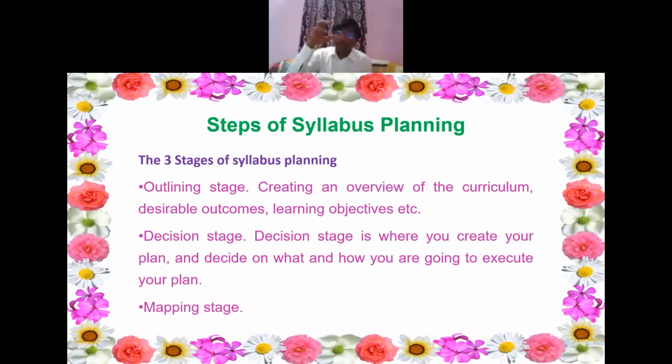The same way, when I absorb the syllabus into my heart, into my brain, it will be at the tip of my tongue, as well as the tip of my pen. It moves. The syllabus planning, it goes. Therefore, 3 steps I have put here: outlining stage, decision stage, and mapping stage. Outlining is creating an overview of curriculum, desirable outcomes, learning objectives, etc. Decision stage is where you create your plan and decide on what and how you are going to execute your plan.